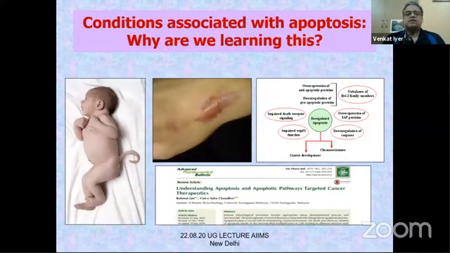So why are we learning this? Because there are a lot of conditions which are associated with apoptosis, which are listed here. The loss of tail in humans, some of the chemoresistance genes, cancer development, targeted therapies, all of these are involving apoptosis.